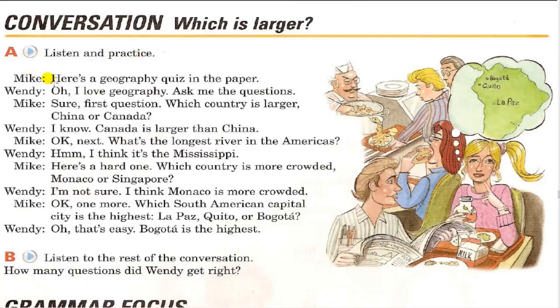Here's a geography quiz in the paper. Oh, I love geography. Ask me the questions. Sure, first question. Which country is larger, China or Canada? I know. Canada is larger than China. Okay, next. What's the longest river in the Americas? I think it's the Mississippi. Here's a hard one. Which country is more crowded, Monaco or Singapore? I'm not sure. I think Monaco is more crowded. Okay, one more. Which South American capital city is the highest? La Paz, Quito, or Bogota? Oh, that's easy. Bogota is the highest.